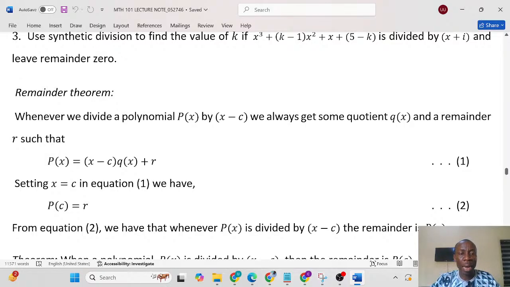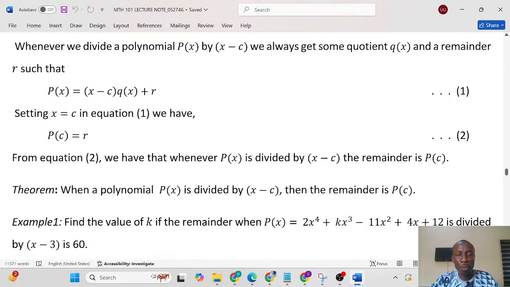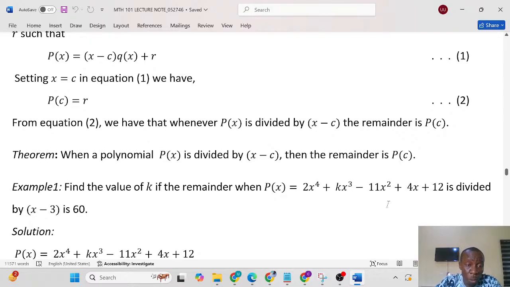In this case, r, as I have said, stands for our what? Remainder, while c is the value we have. So whenever you substitute the value c in a given polynomial, you will have what? The remainder. From equation 2, we have that whenever p of x is divided by x minus c, the remainder is p of c. So that is what the theorem is saying, that whenever a polynomial p of x is divided by x minus c, then the remainder is p of c. So this is what we'll be using to solve questions before we go to the other subheading.